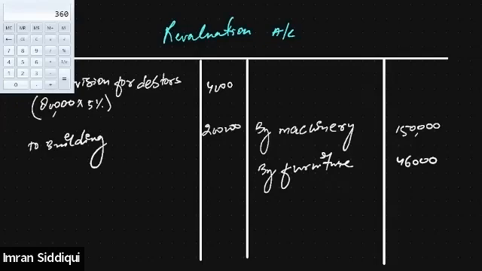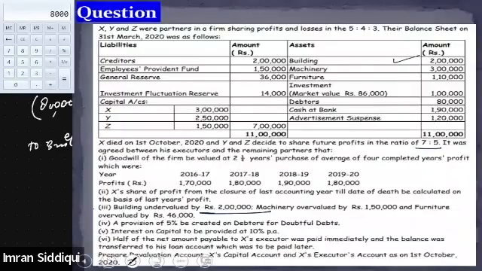Okay, let's just find out the profit or loss now. So totaling 2 lakh plus 4,000 minus 1,50,000 minus 46,000. So that means we have a loss this time. So we'll write down by loss transferred to. Loss of 8,000 is there, and we need to transfer this among the partners X, Y, and Z in the profit sharing ratio 5:4:3.